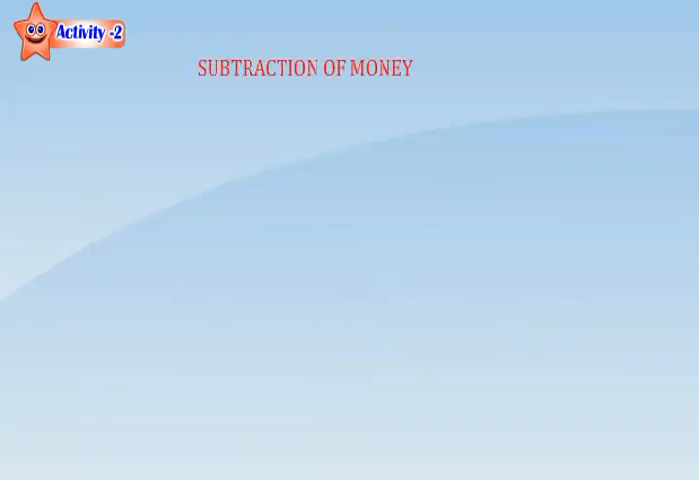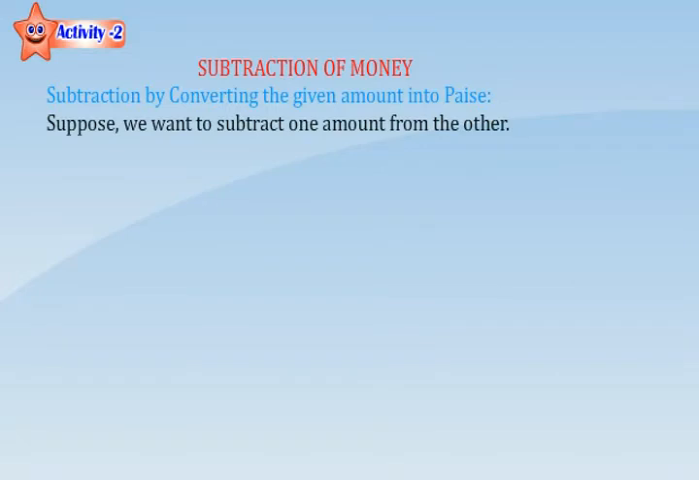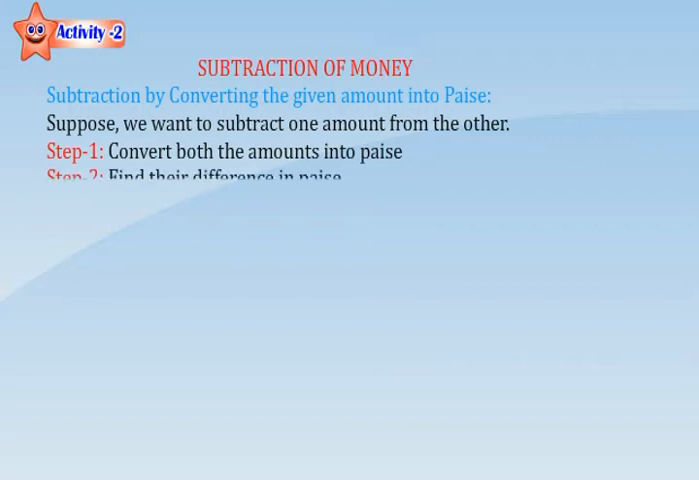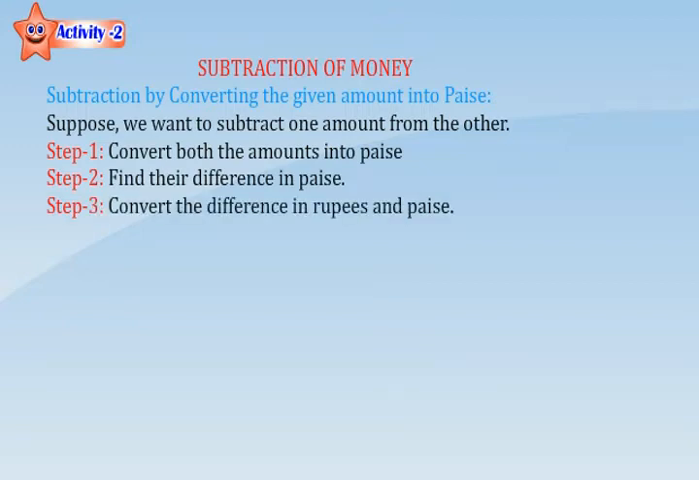Subtraction of money. Subtraction by converting the given amount into paise. Suppose we want to subtract one amount from the other. Step 1. Convert both the amounts into paise. Step 2. Find the difference in paise. Step 3. Convert the difference into rupees and paise.